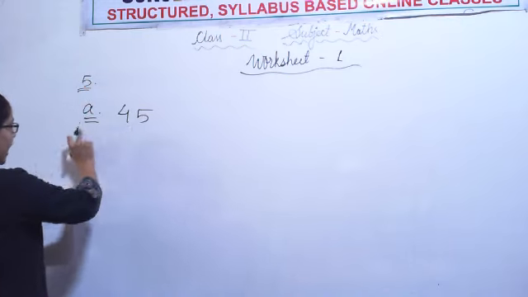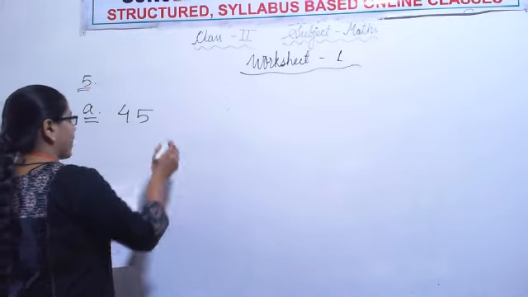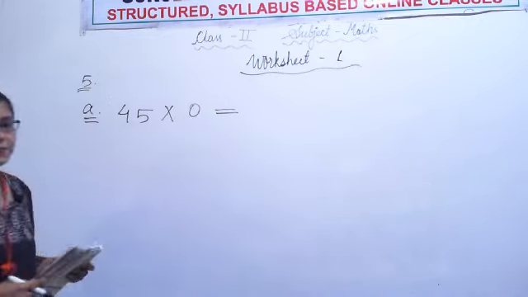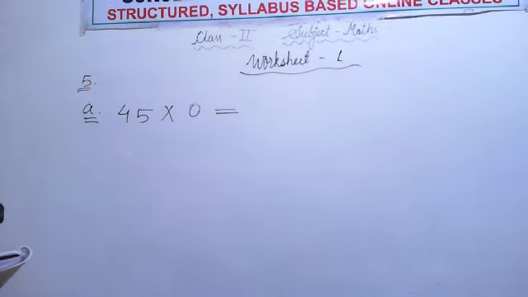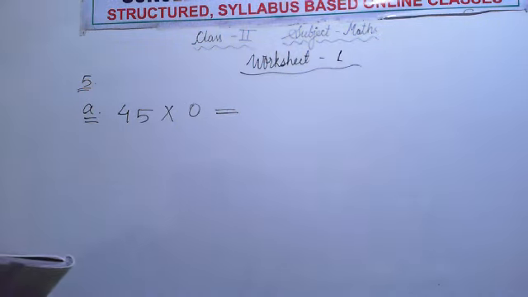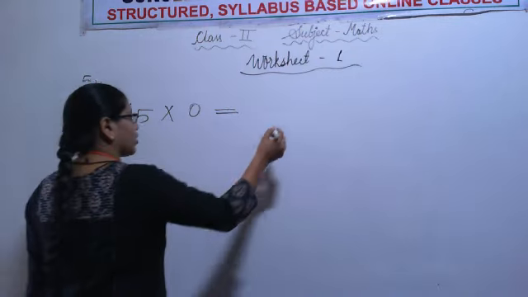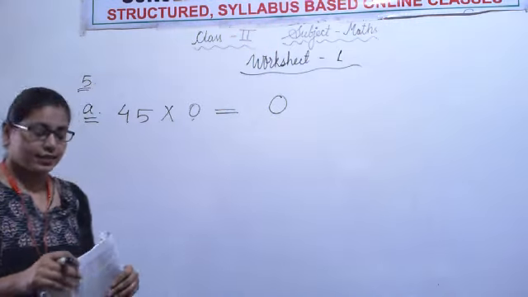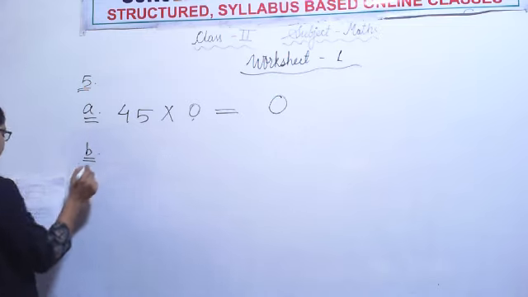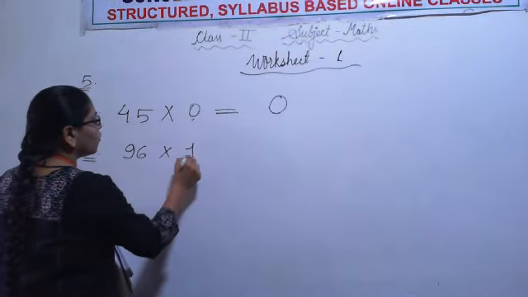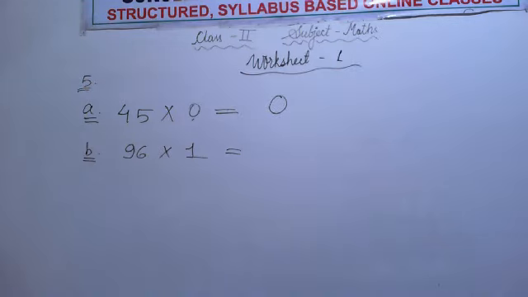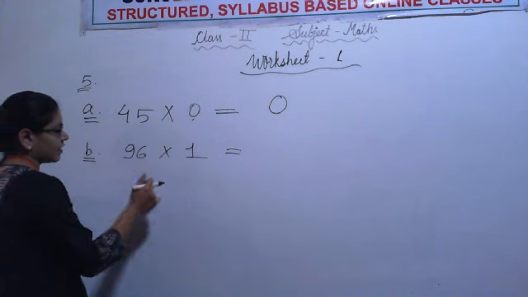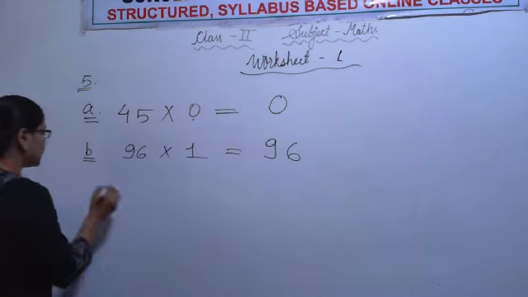For part A of the same question number 5. 45 into 0. So here the 0 rule will apply. Whenever any number is multiplied by 0, the product or result will always be 0. So whenever we see 0, without seeing the other number, we can write 0 as the answer. Next one is 96 into 1. So remember rule 1 of multiplication. Whenever any number is multiplied by 1, the result will be the number itself. So what is the number here? The number is 96, so the result will be 96 itself.